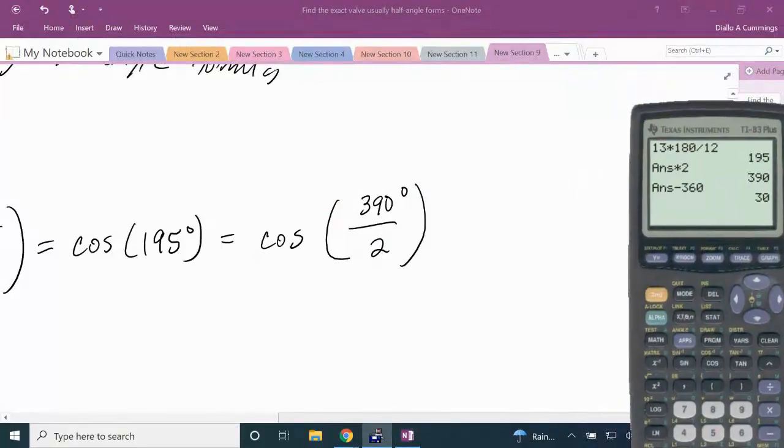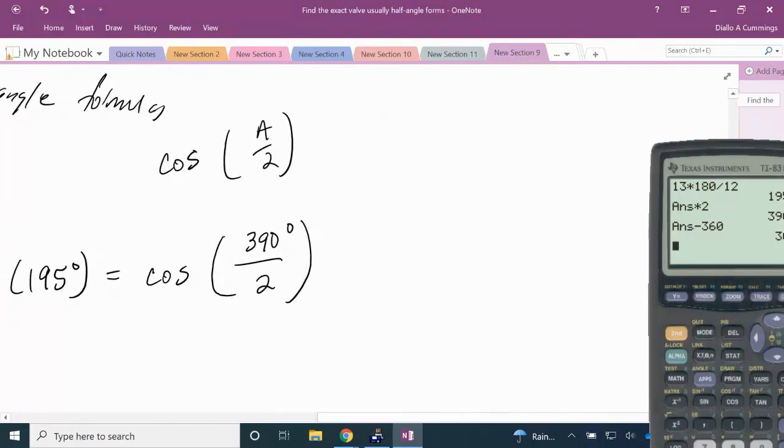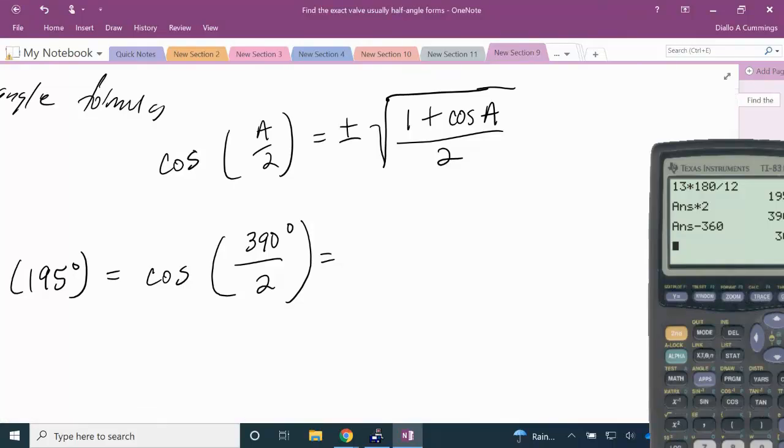All right, so above the cosine of 390 divided by 2, I'm going to write the formula for the half angle for cosine. So the cosine of A over 2, and we've established the fact that A is 390 degrees, is equal to plus or minus the square root of 1 plus cosine A divided by 2. Here the first thing we must do is establish the sign.